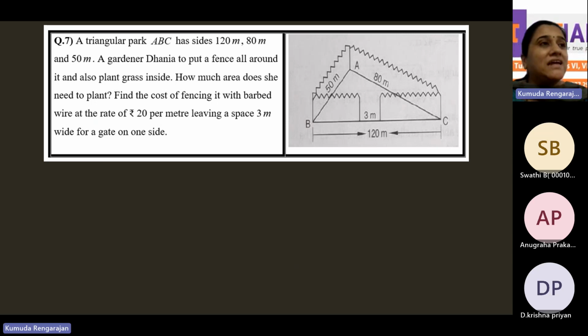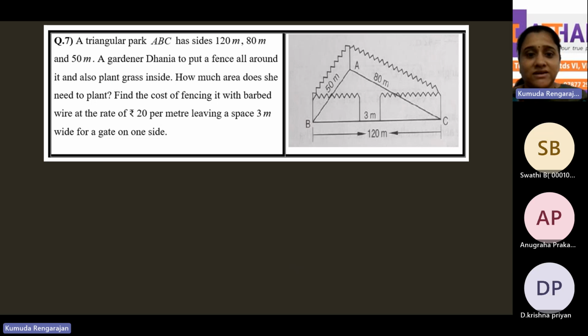And where is the fencing activity done? Perimeter of the field. Fencing activity, perimeter of the field. Planting grass, area of the field. So the gardener has to do both. She has to work in the area of the field, that is planting grass, and she also has to work along the perimeter, put the fence. Now, how much area does she need to plant? Okay, fine. That's the first question.